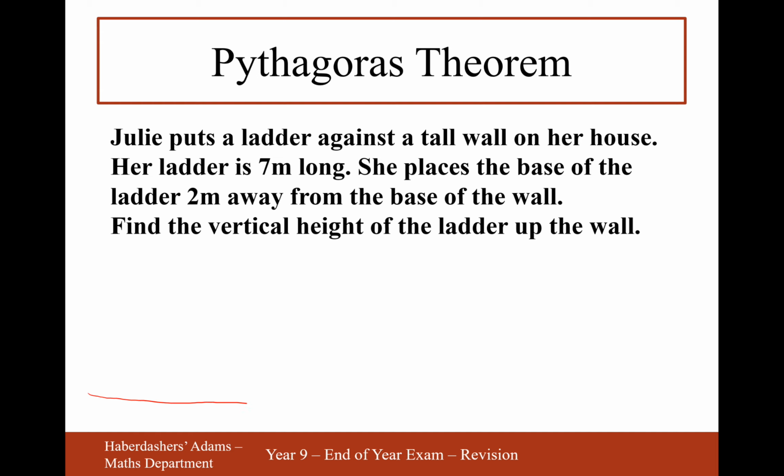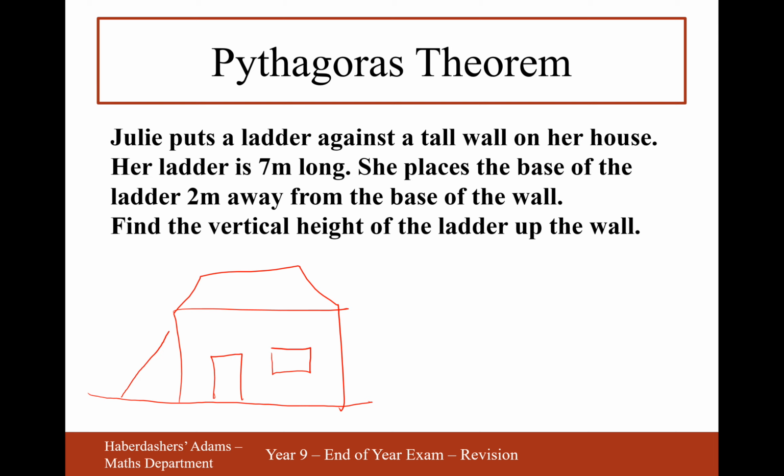Okay, well, let's draw Julie's house. Here's Julie's nice pretty house. Very good. There's the door, there's the window, but we're not really interested in that. We're interested in the ladder that's going to go up the side of the house. So this ladder is side 7 meters long, and we're told that she places the base of the ladder 2 meters away from the base of the wall. So that will be here, 2 meters long here. And we've got ourselves a right angle triangle. Hopefully Julie's house is built at a right angle to the ground. I'll just assume that for this question.